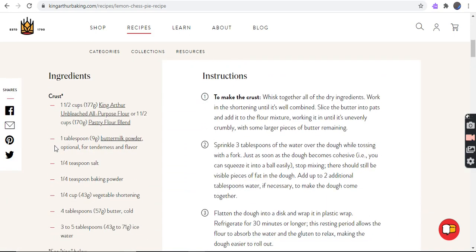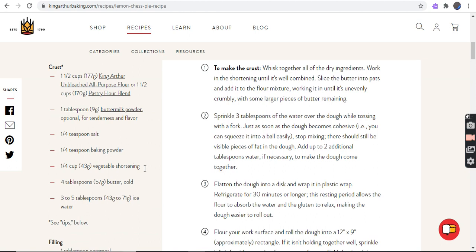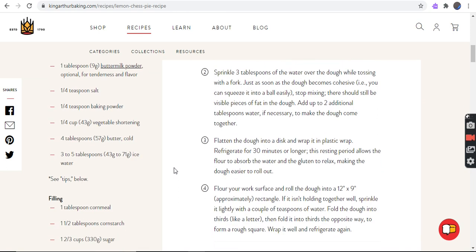So the instructions: to make the crust, whisk together all of the dry ingredients. Work in the shortening until it's well combined. Slice the butter into pats and add it to the flour mixture, working it in until it's unevenly crumbly, with some larger pieces of butter remaining. Sprinkle 3 tablespoons of the water over the dough while tossing with a fork. Just as soon as the dough becomes cohesive, i.e., you can squeeze it into a ball pretty easily, stop mixing. There should still be visible pieces of fat in the dough. Add up to the 2 additional tablespoons of water, if necessary, to make the dough come together.